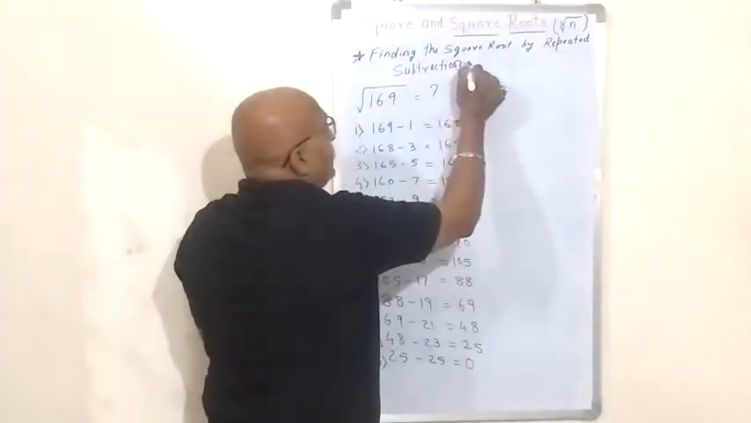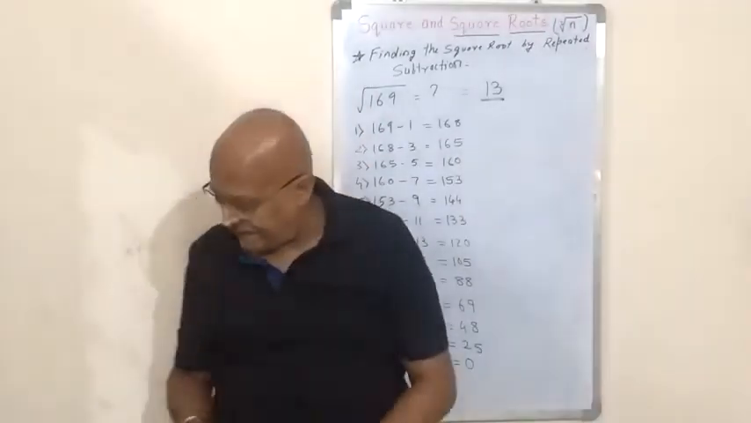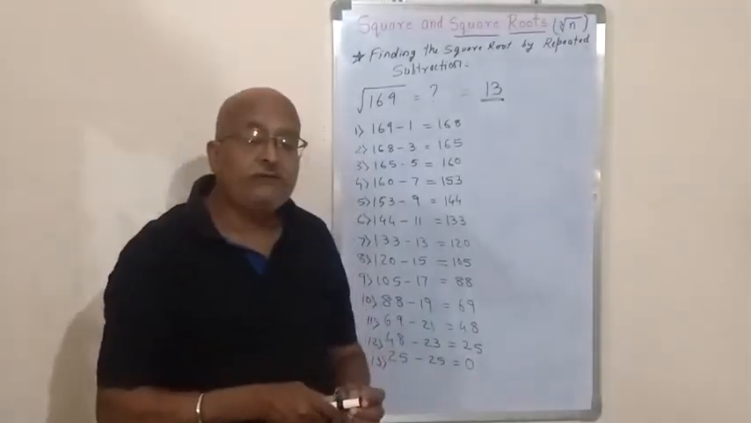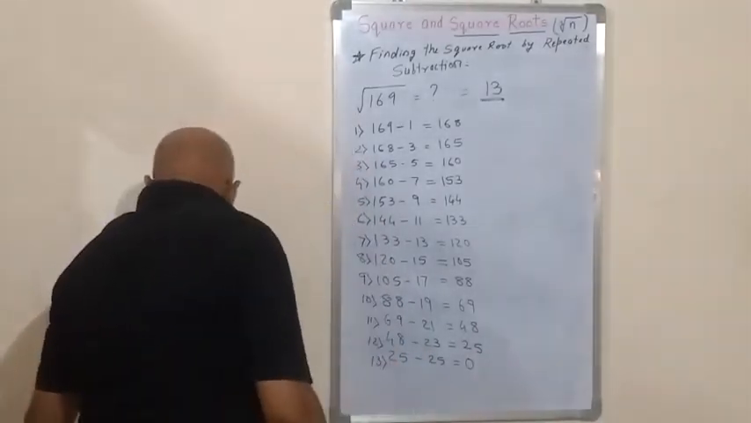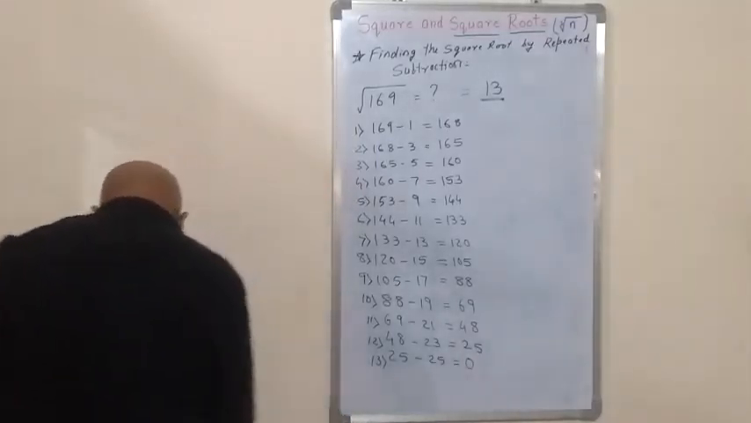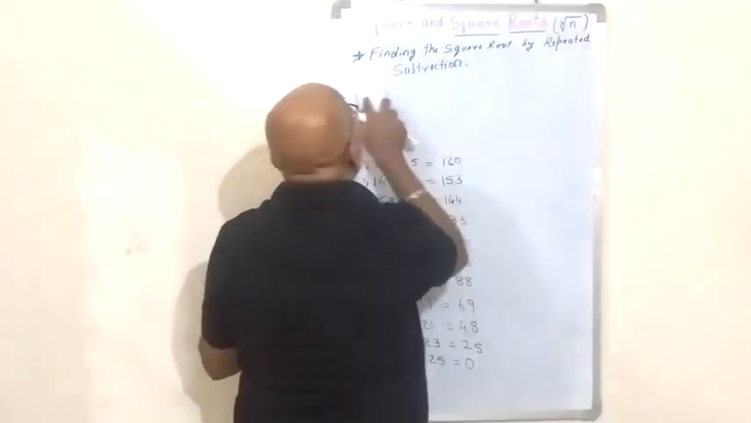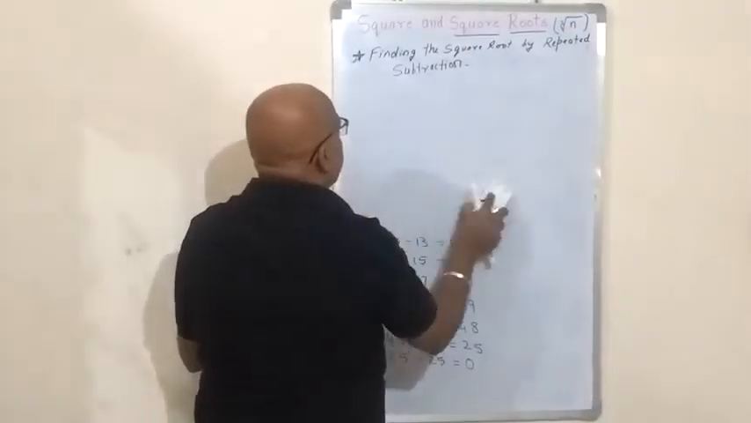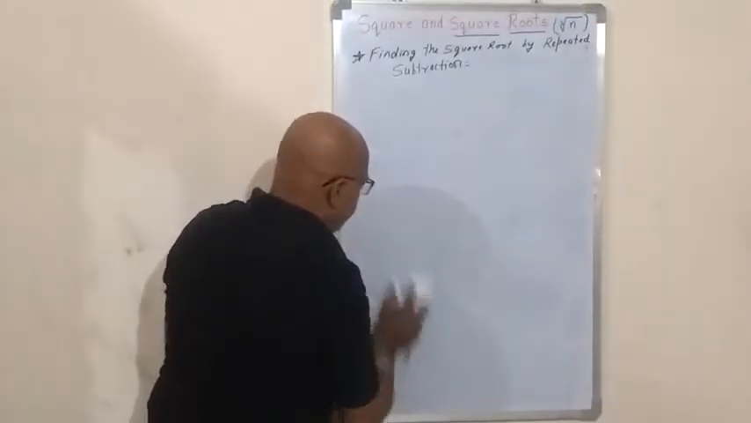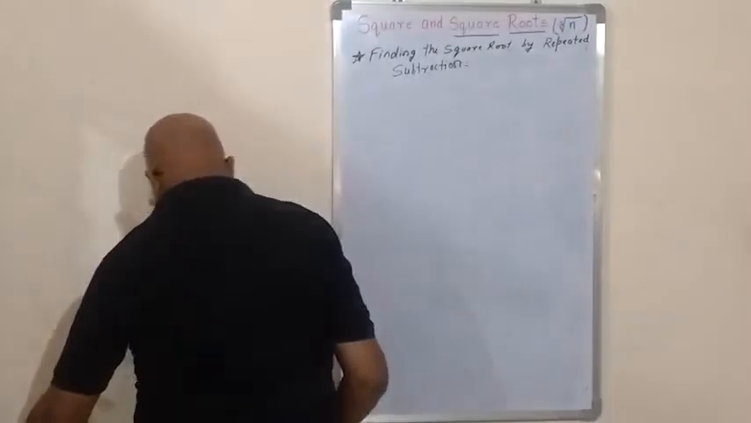But you can see this is quite a long and time-consuming procedure. So we should have another method also. The other method for finding the square root is by finding the prime factors.